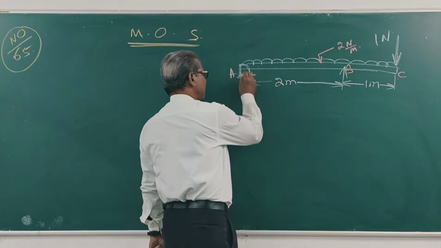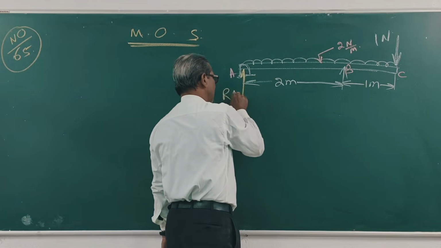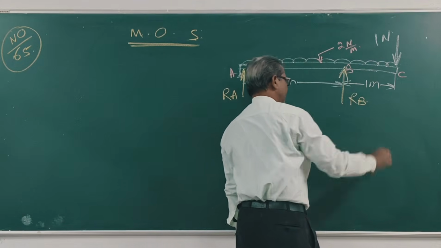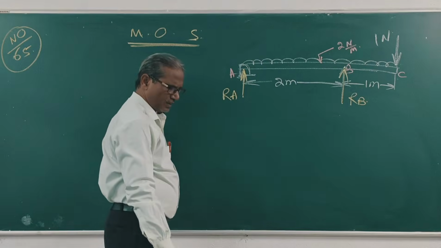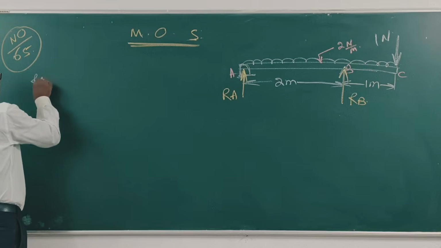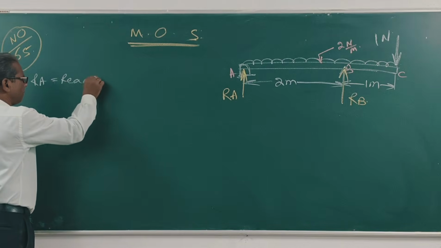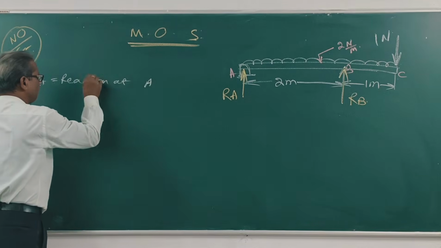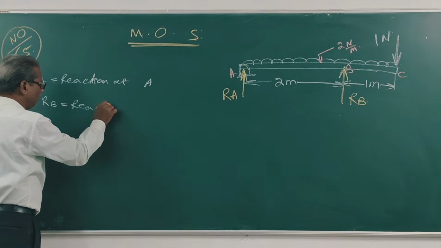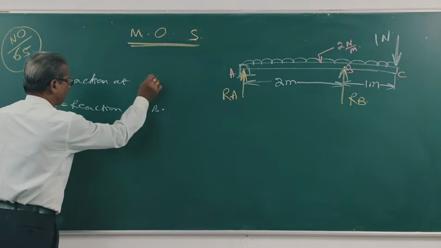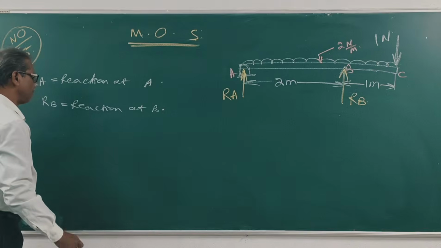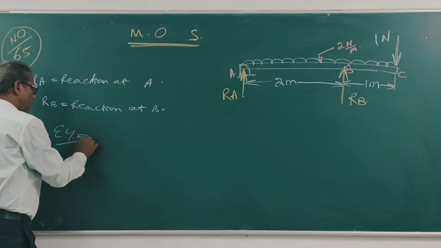Let this be RA, this RB, right? Let RA be the reaction at A, RB the reaction at B, right? Sigma Y equal to 0.